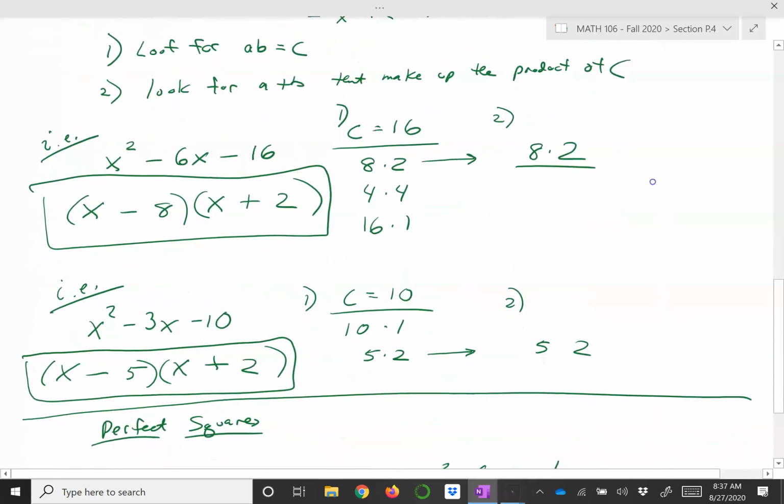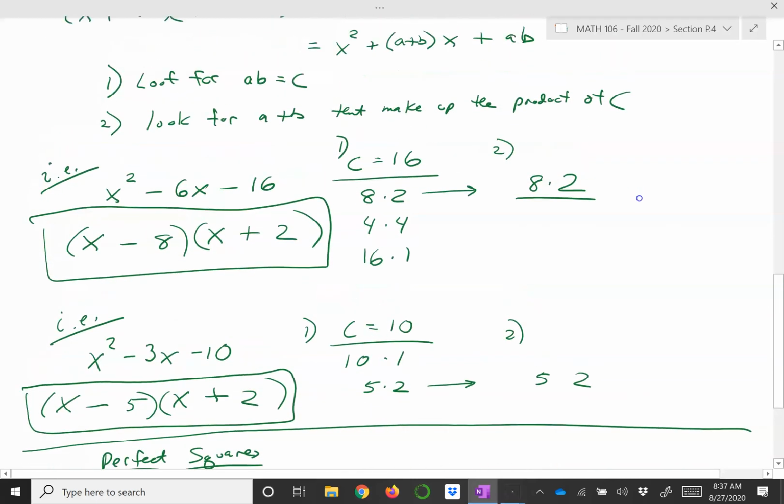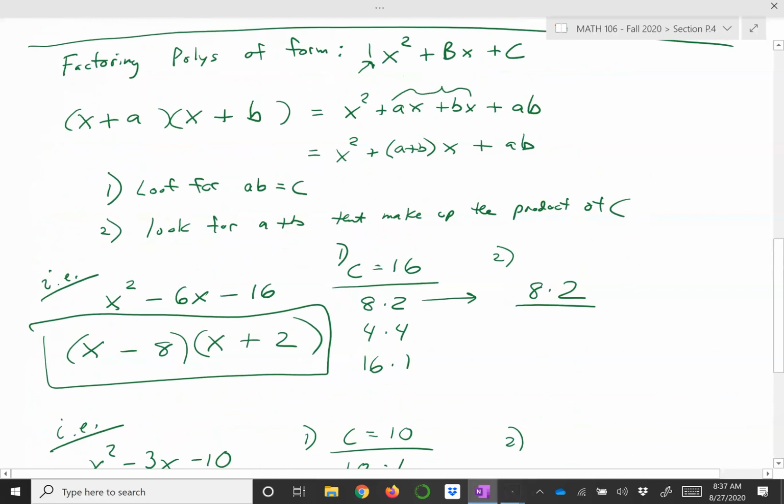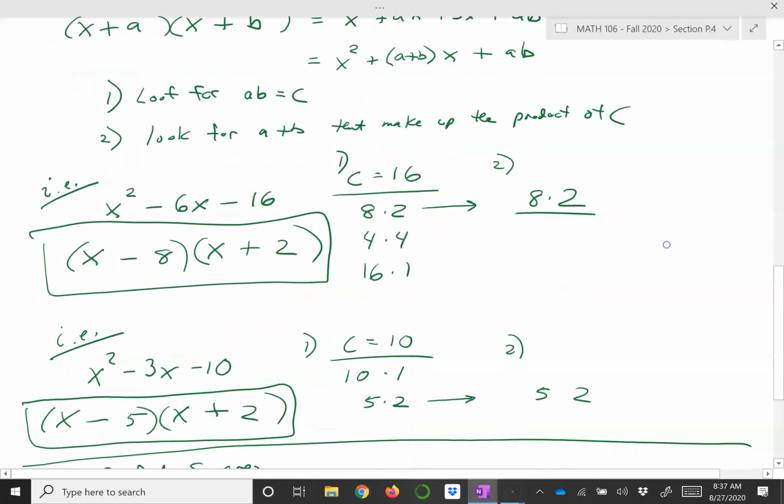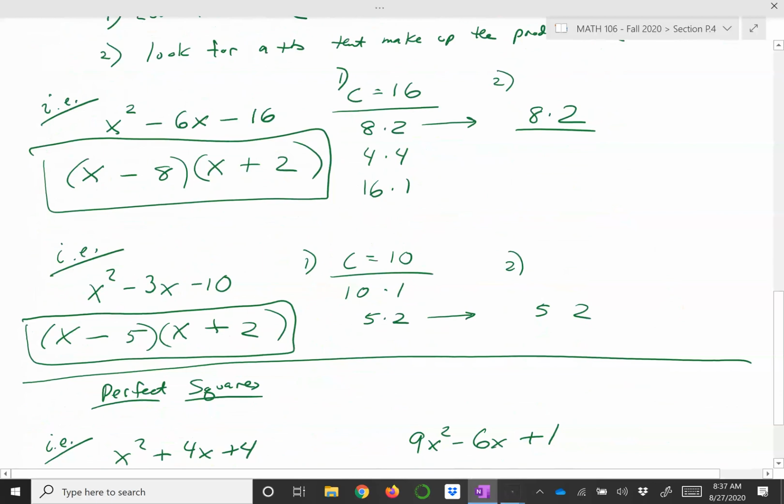We had a little process here, right? You look for a times b. This is basically 2 factors of the coefficient c, such that when you add them together, you get the b term. So here's the example, right? X squared minus 6x minus 16. We found the factors of 16 and wrote them all out: 8 times 2, 4 times 4, 16 times 1. How could you make 6 out of any of those factors?